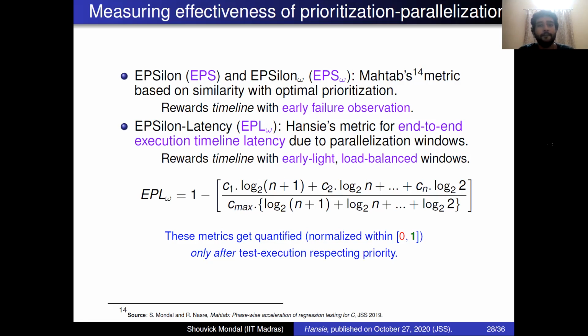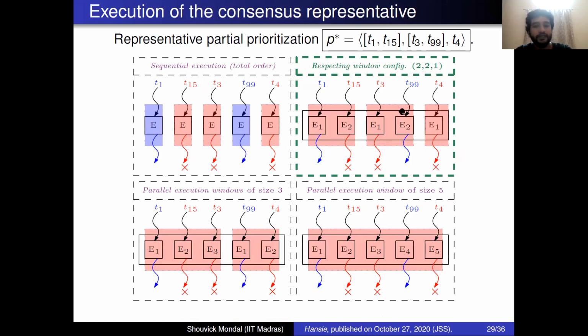imbalance comes into play. If we increase the window size, different window configurations will give us different values. So we'll see that. First, let's revisit this example. Here we have the EPS value. EPS was optimal because EPS measured the similarity with the optimal prioritization. This is actually the optimal prioritization.